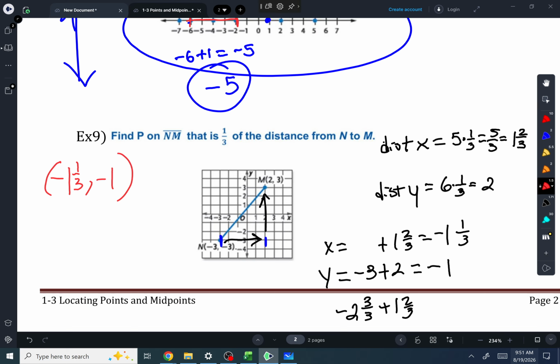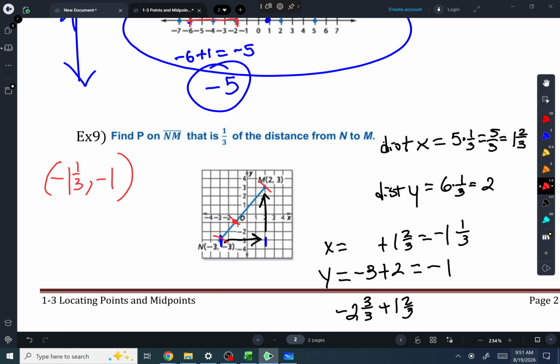And if I graph that point, it should look like it's about 1/3 of the way. Let's see. Here's 0. Negative 1 and 1/3 is about here. Negative 1's here. So it's about right there. Does that look right? If I do that and that, that's one piece and 2 pieces. That looks about 1 and 1/3. If it doesn't look right, then you probably messed it up.